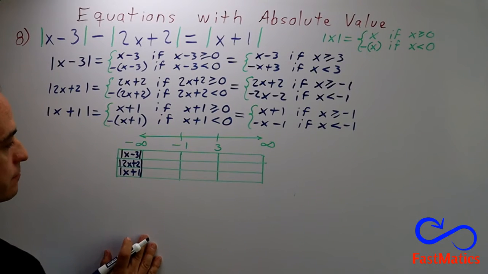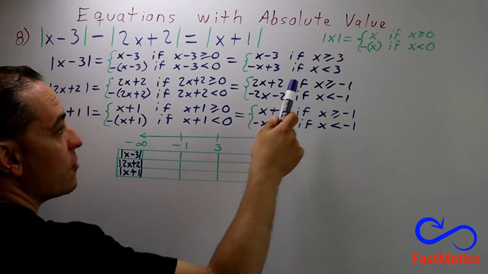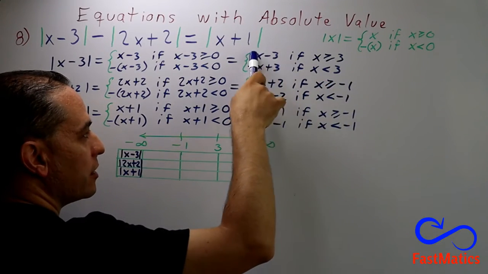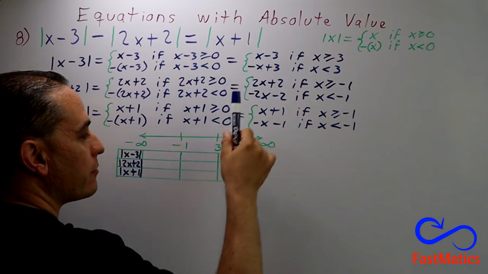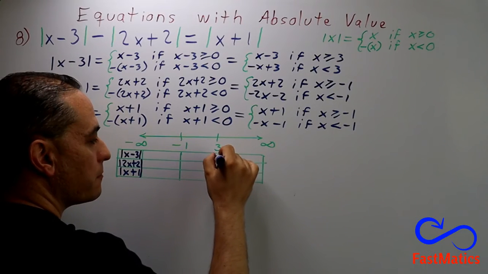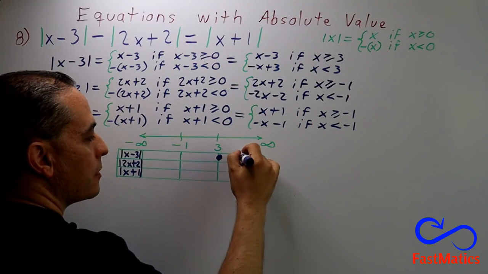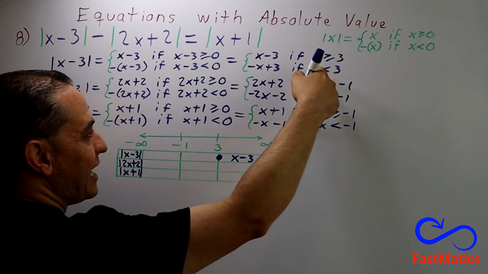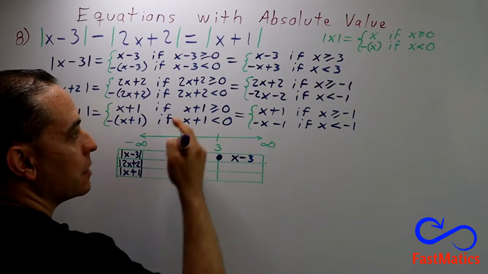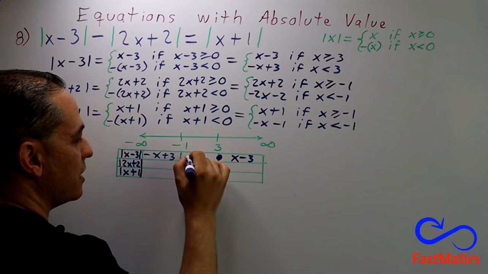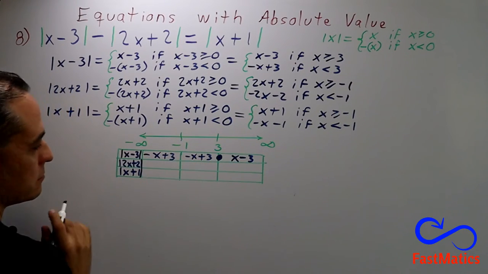And here we see that for numbers greater than or equal to 3, on the right side, we are going to have this expression. And less than 3, we are going to have this expression. Negative x plus 3 and negative x plus 3.